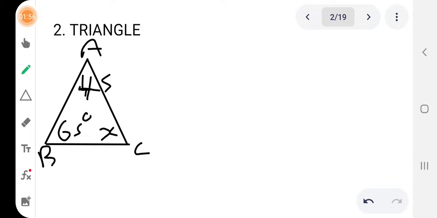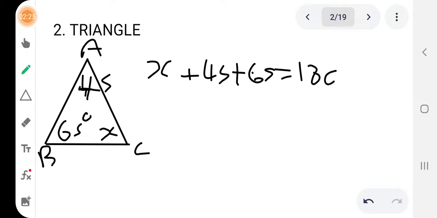In this case, you are given angle A equal to 45 degrees, angle B equal to 65 degrees, angle C equal to x. We know that the sum of the angles in a triangle equals 180 degrees. So you are going to say x plus 45 plus 65 equals 180 degrees. Your reason is going to be angles in a triangle. Let me write the reason: angles in a triangle.